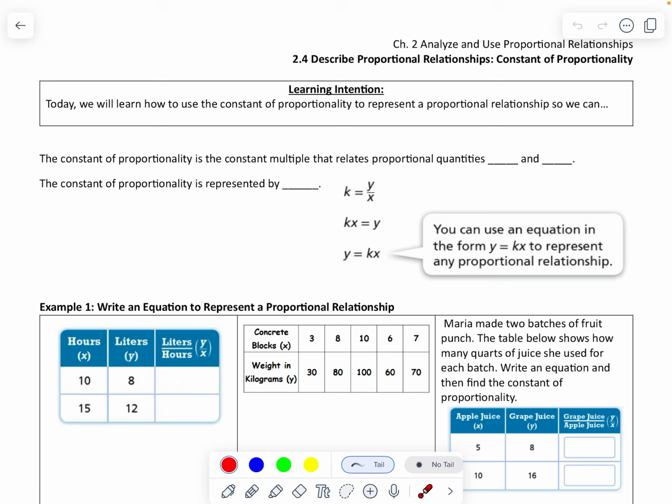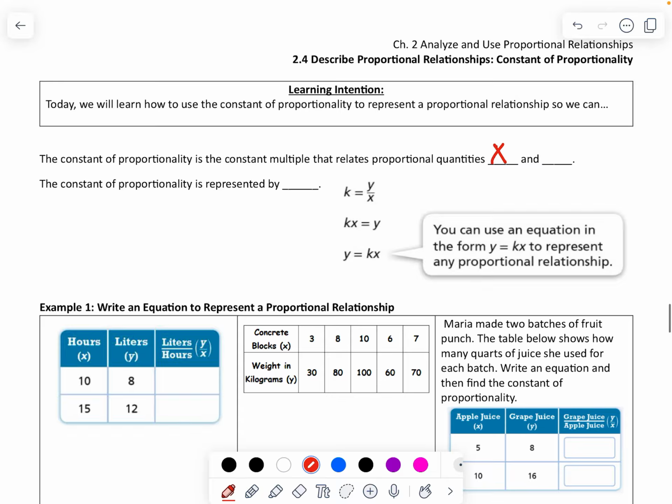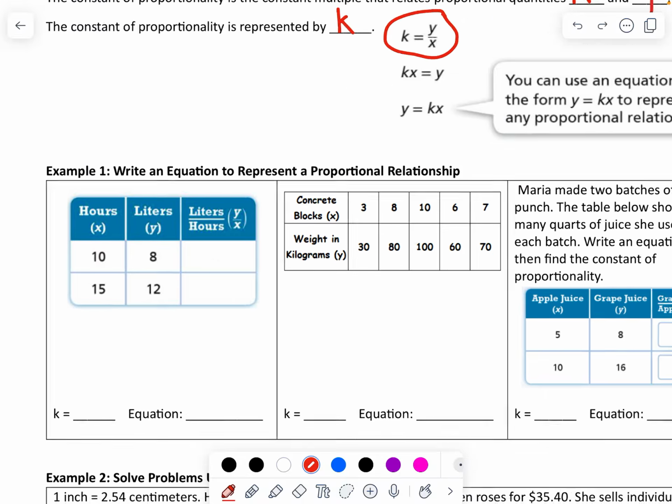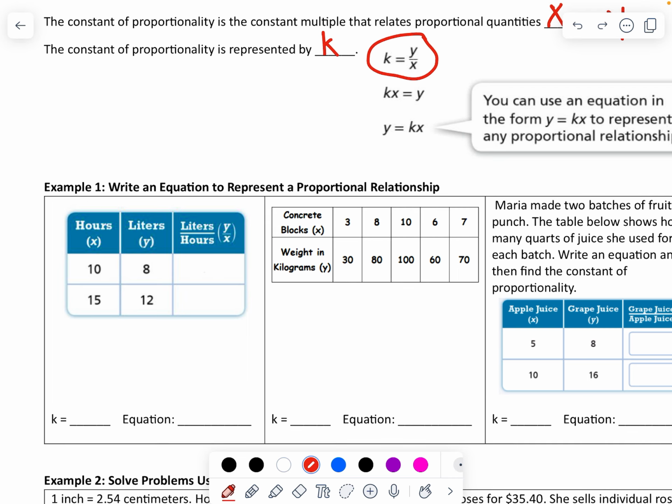The constant of proportionality is the constant multiple that relates proportional quantities x and y. It's the same thing we've been doing, we're just taking it one step farther. The constant of proportionality is represented by the letter k. You can see here, it says k equals y over x. That's exactly what we've been doing with our tables. If you look at this first example, it says y divided by x. That's exactly what we've been doing to find our unit rate, and that's exactly what we're doing today. We're just calling it constant of proportionality now, or k.